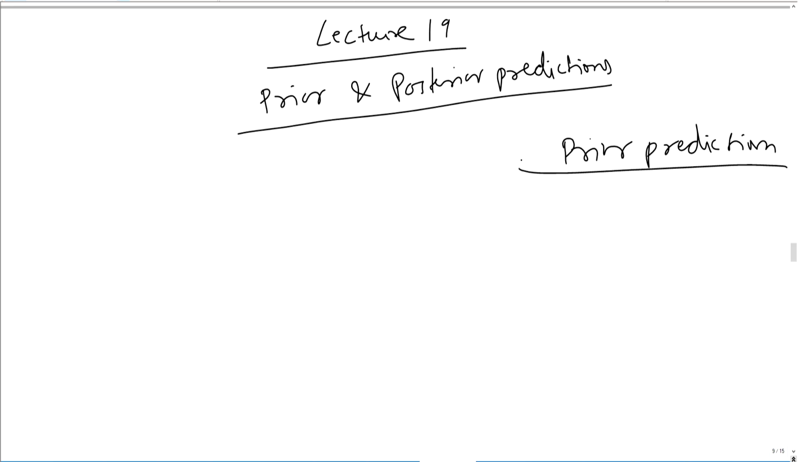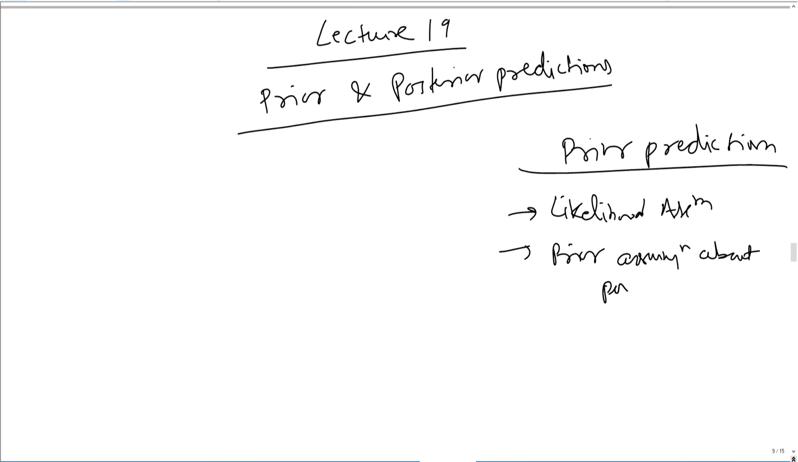This is the prediction you can make before even seeing the data. What do you have before seeing the data? When you are planning the experiment, in the planning phase, you make two crucial assumptions, which we discussed earlier as well. You make the likelihood assumption, and you make prior assumptions about the parameter of interest. You make these two assumptions even before seeing any data.